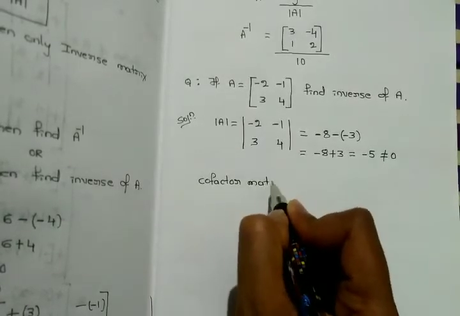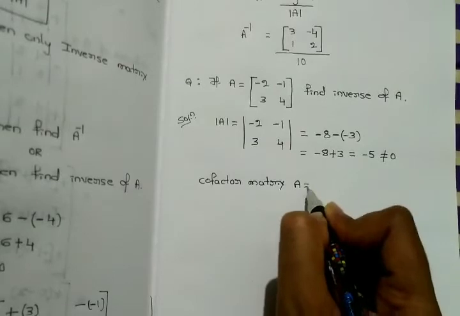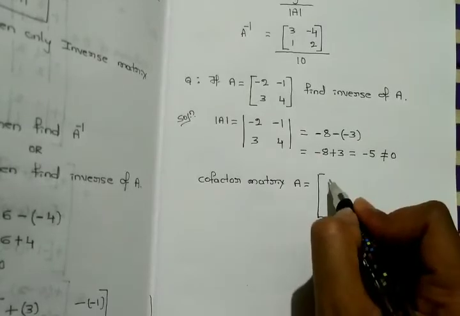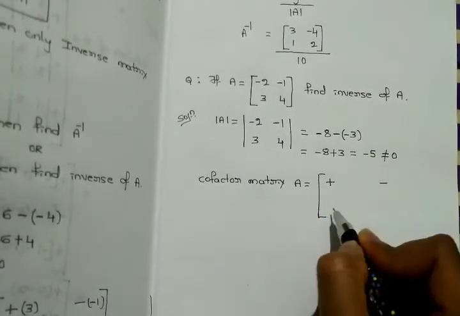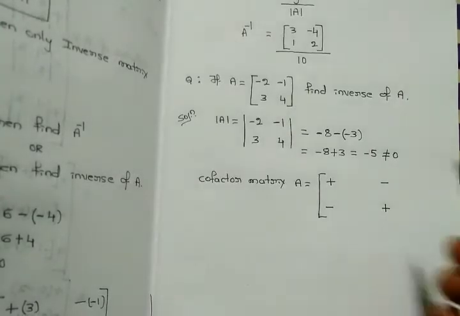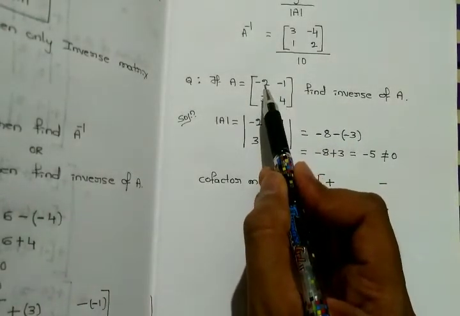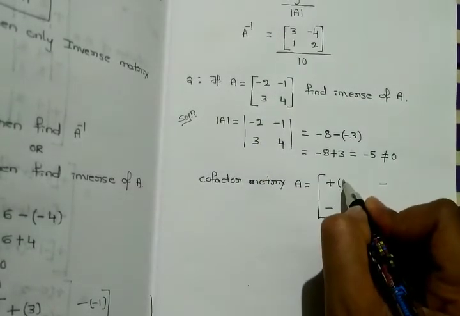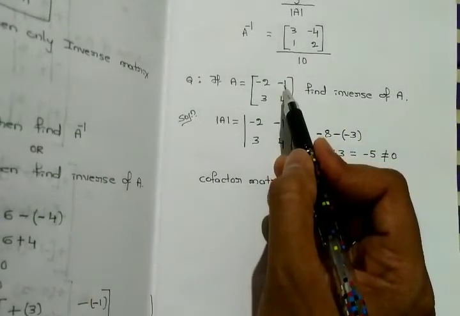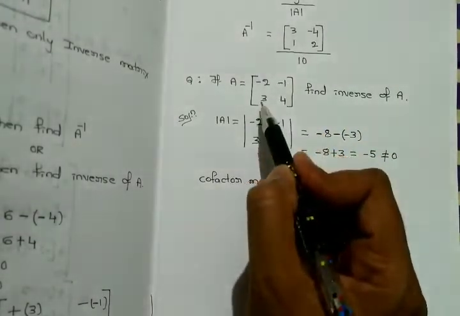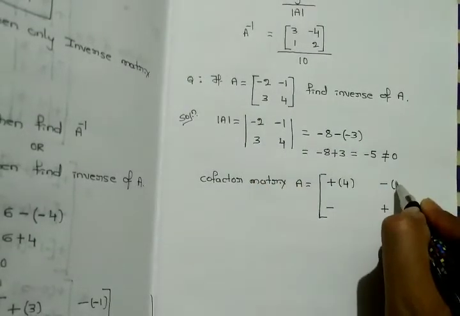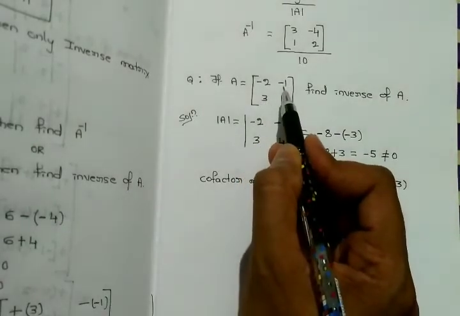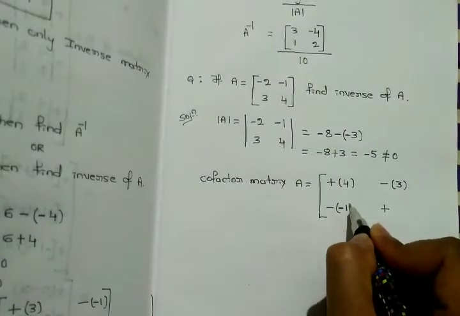Cofactor matrix A equals to, first write the sign rule, plus, minus, minus, plus. First element -2, delete the column and that row. What is the remaining element here? 4. So write here 4. Second element -1, delete the column and that particular row. What is the remaining element? 3. So write here 3. Third element is 3, delete the column and row. Remaining element is -1. So write here -1.